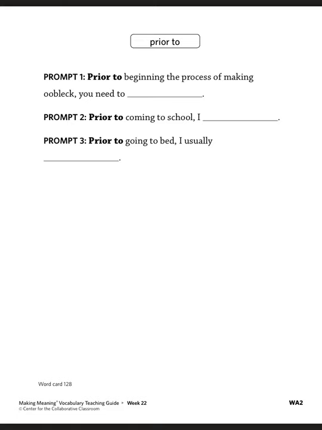Now look at prompt 2. What is something you did prior to coming to your e-learning space this morning? Pause, turn and talk to your partner. Finally, using prompt 3, what is something you do prior to going to bed? Pause, turn and talk to your partner.